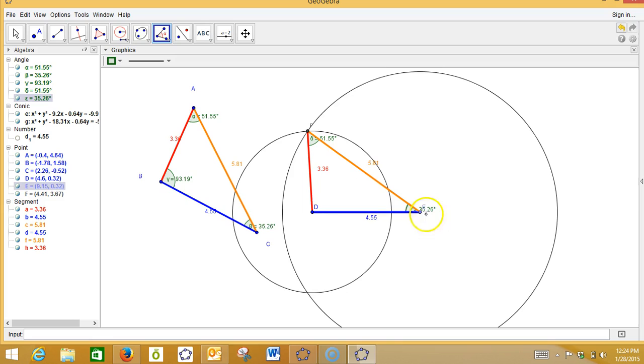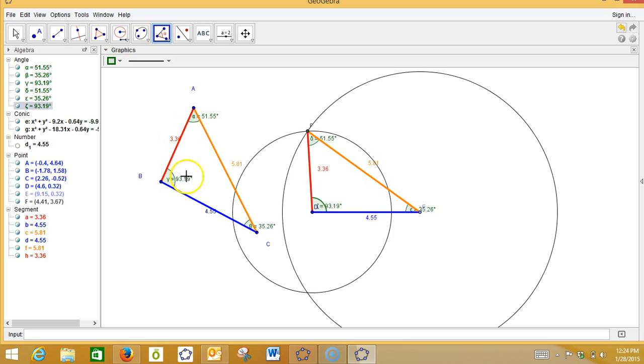This one is 35.26, that one's 35.26, so then this angle must be the same as well. 93.19, 93.19. So we're showing in our picture right now that even though we constructed the second triangle based off the 3 parts, in this case the 3 segments, the 3 sides, the additional 3 parts, the angles in this case, fell out to be congruent. So therefore, all 6 parts of both triangles are congruent to each other. That means the triangles are congruent, and we can write a congruency statement then.